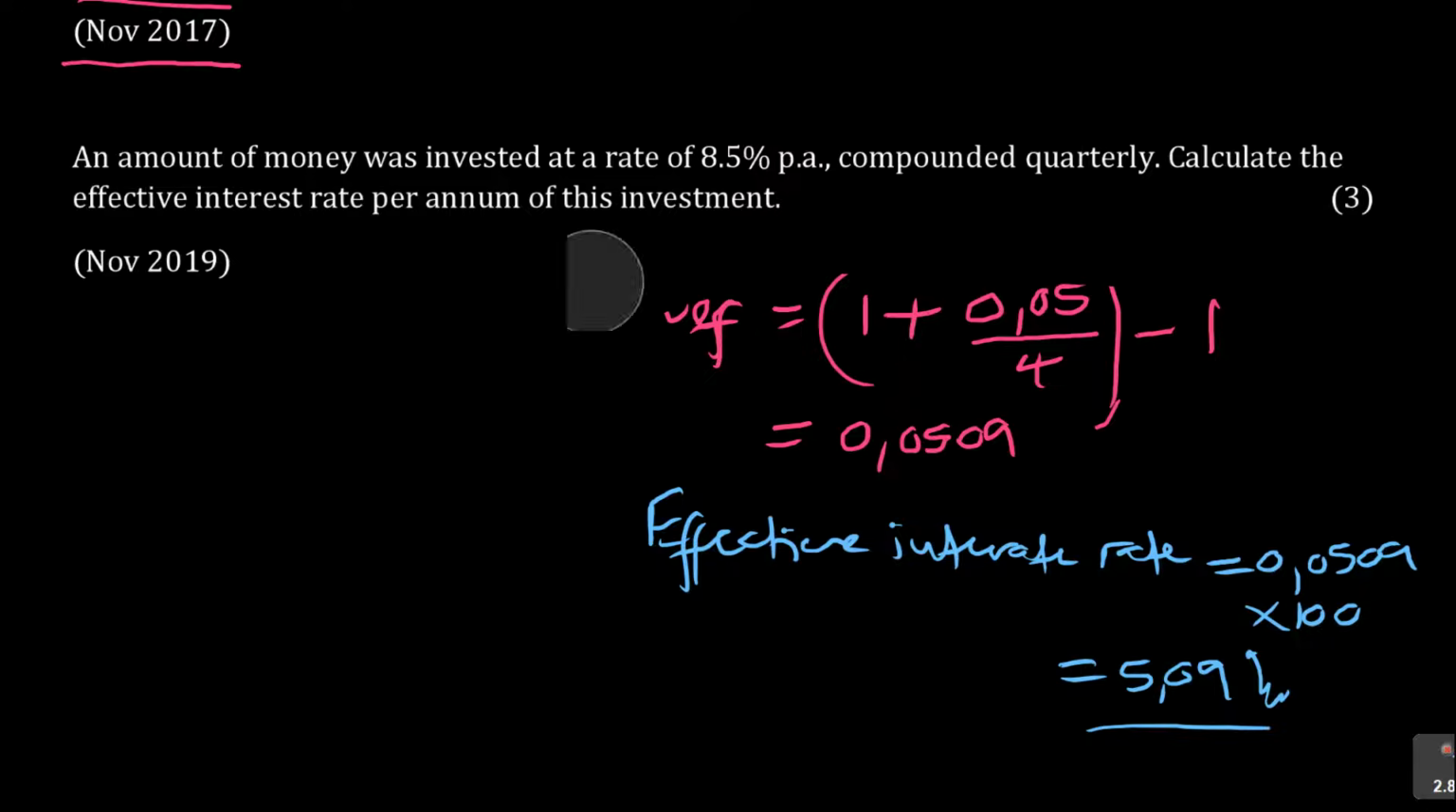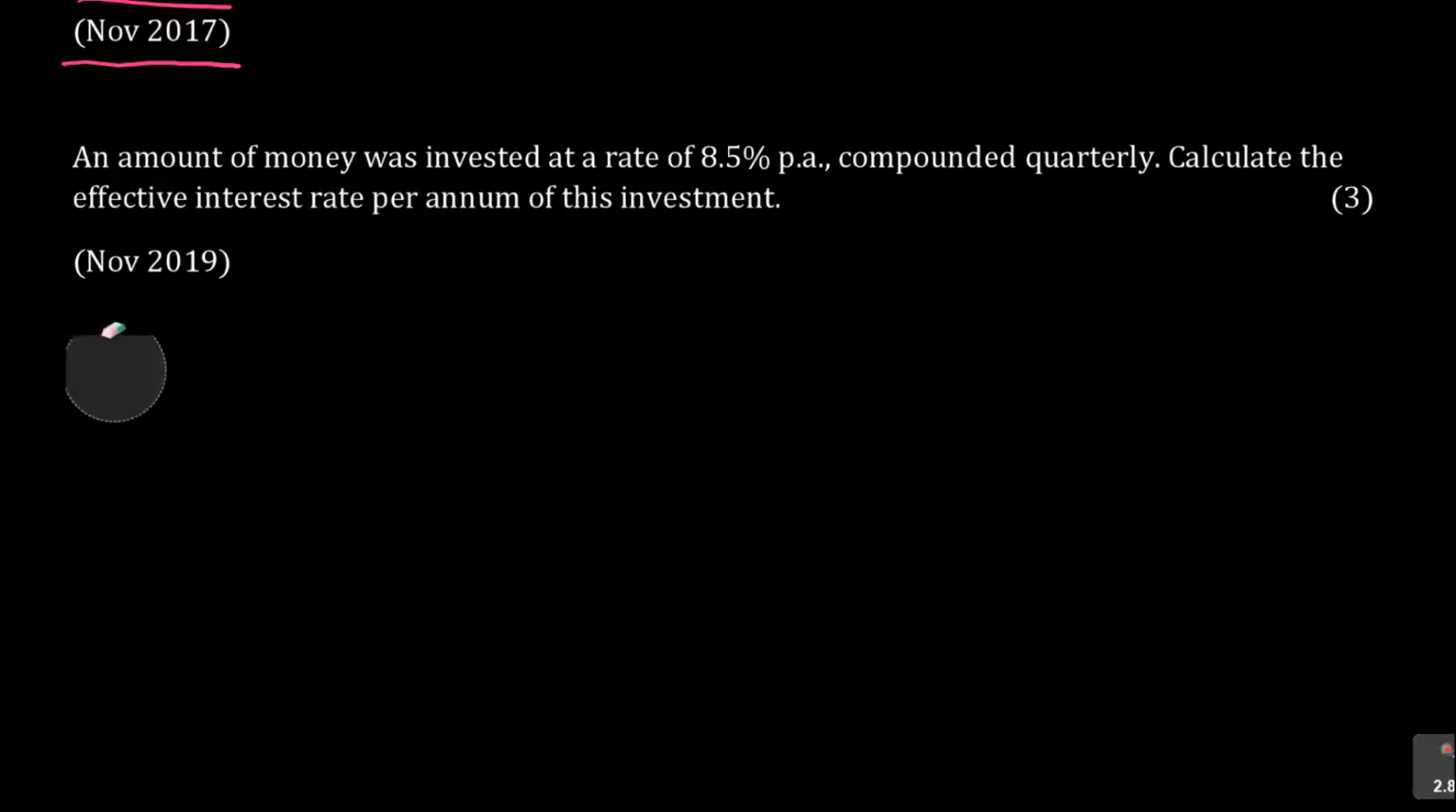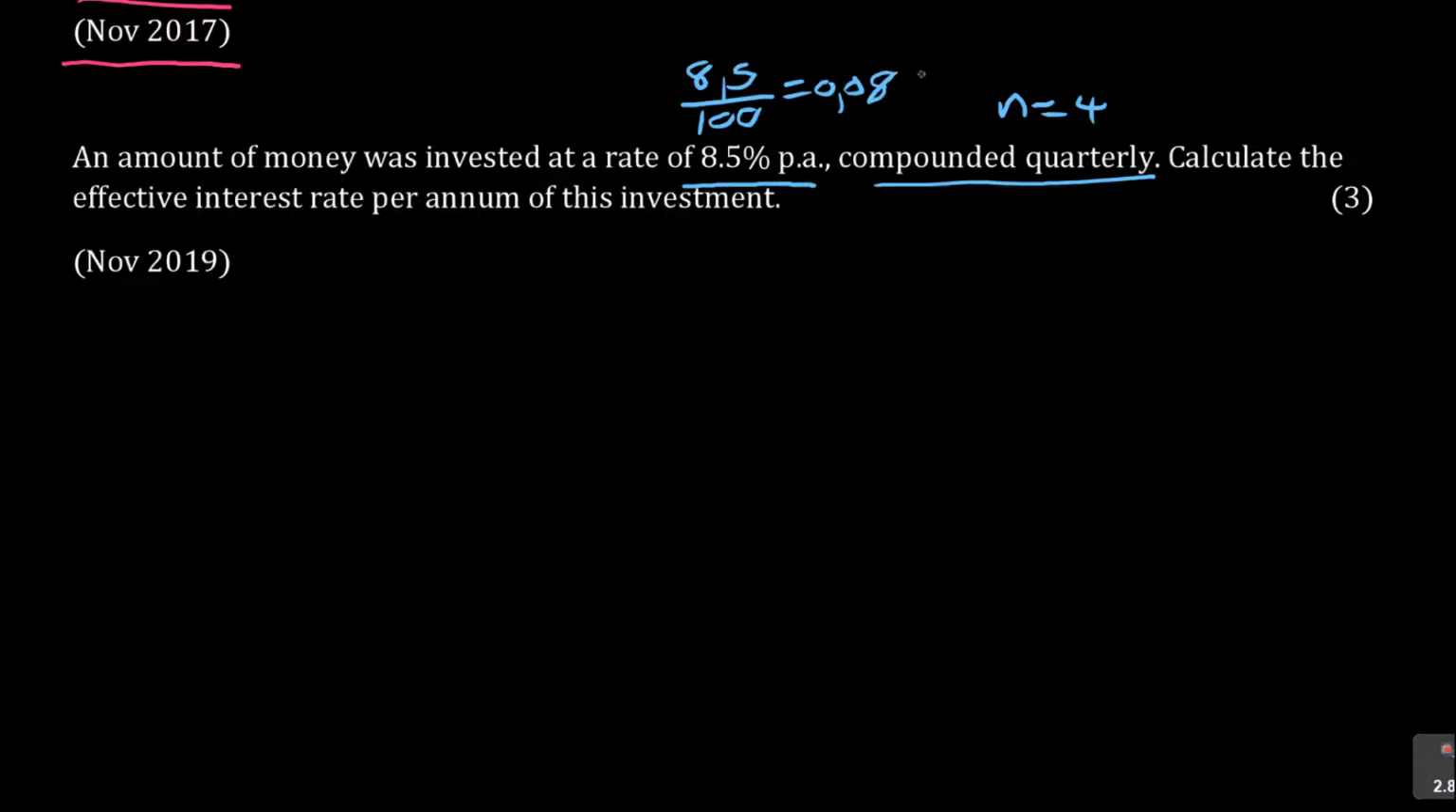Now let's look at the last one. I just want to do something a bit different in the last one, but let's start with the question as is. It says an amount of money was invested at a rate of 8.5% per annum, compounded quarterly, same thing, n is equal to 4. 8.5 over 100 is 0,085, right? Calculate the effective. The moment they say effective, meaning they want IEFF, so definitely then this becomes your I norm of this investment.